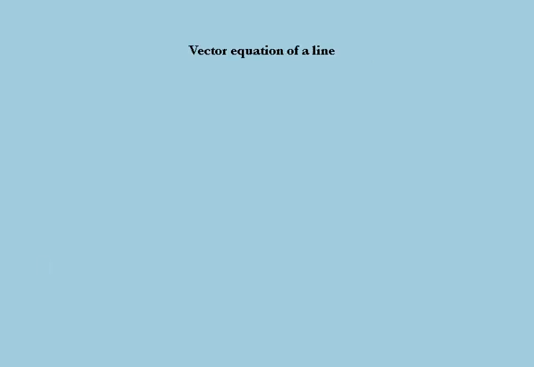Now we are going to discuss and evaluate the vector equation of a given line. But before that, we know that in space a straight line is uniquely determined if it passes through a given point and has a given direction, or if it passes through two given points. We shall now obtain the vector equation of a line.